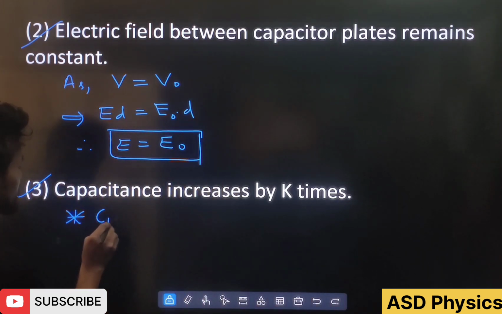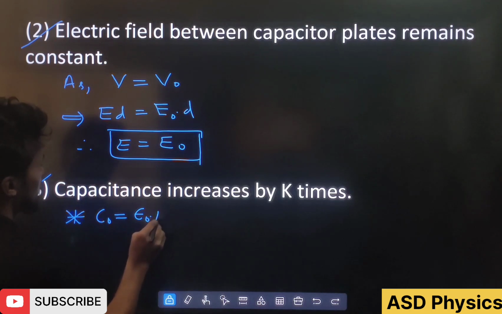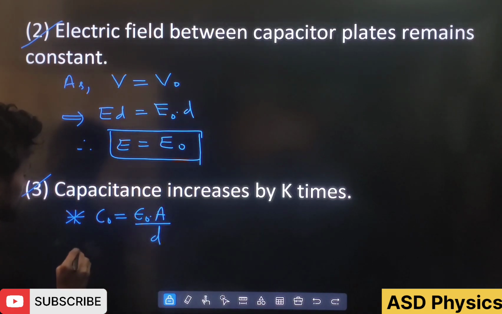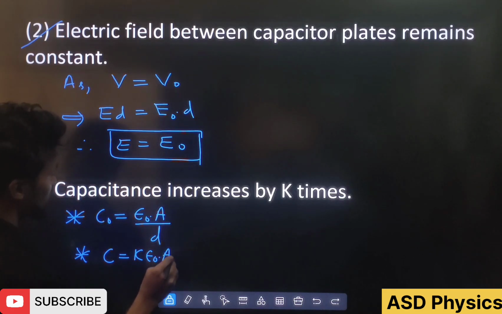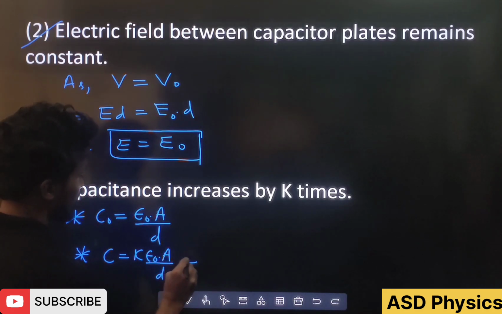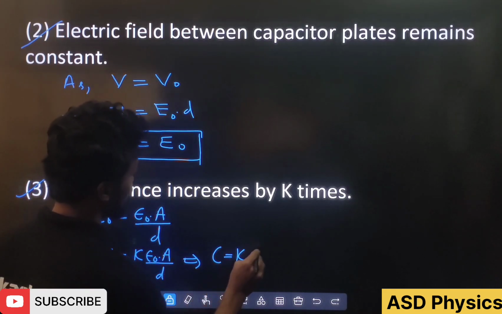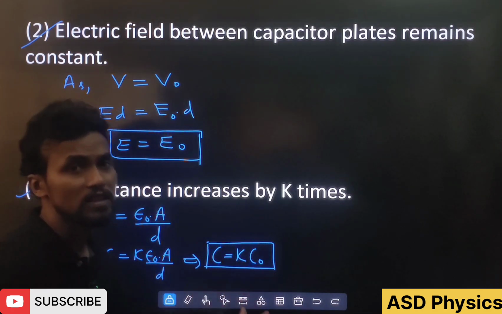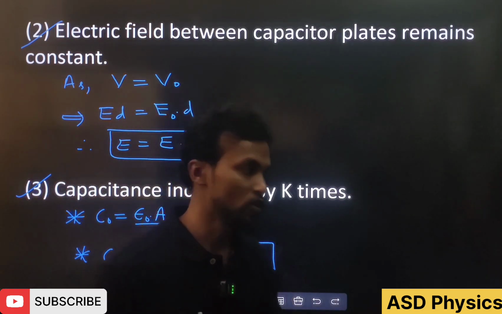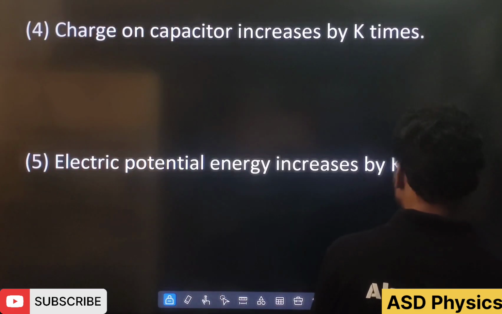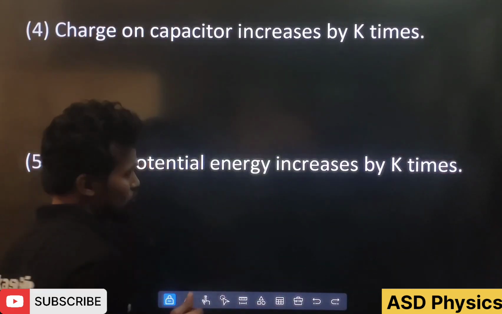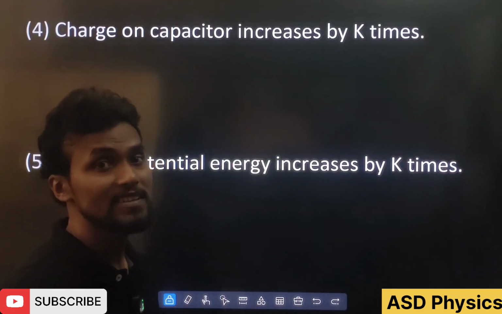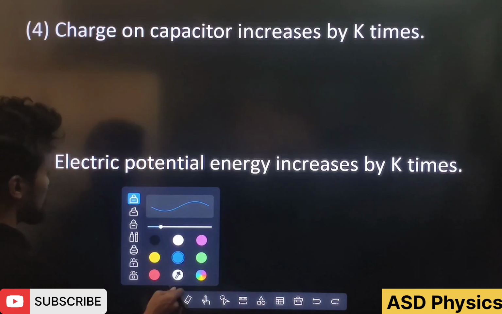Capacitance increases by K times, as it is. Now, see here, we already know that with air medium, it is epsilon naught A by d, just like previously. And the new capacitance is K epsilon naught A by d. So you can write C equals K C naught. This K is called the dielectric constant or relative permittivity. Remember that for air the value is 1, for an insulator the value of K is greater than 1, and for a conductor K is infinity. All these things you know very well.